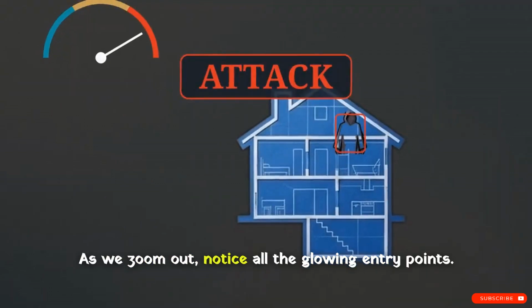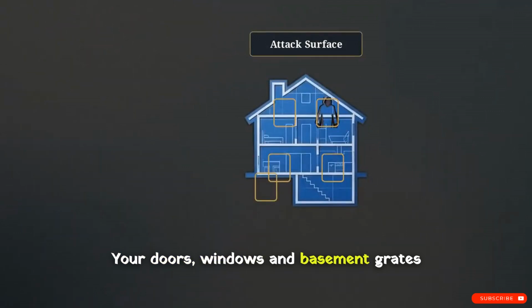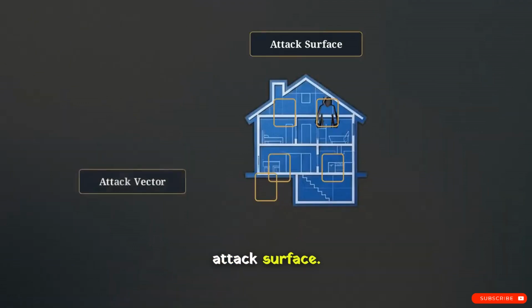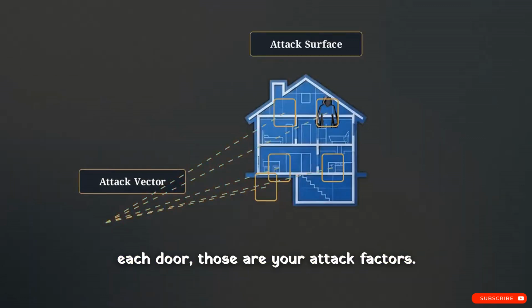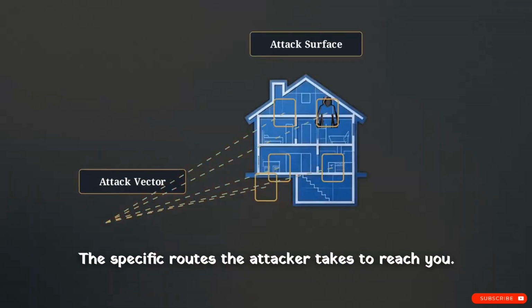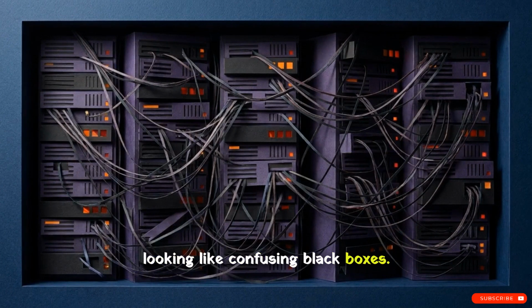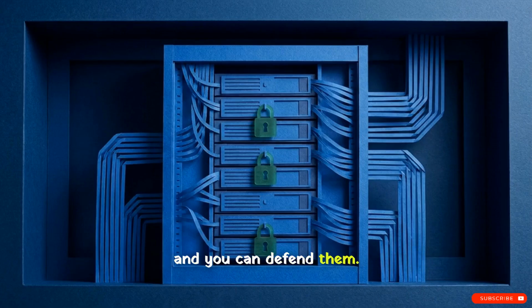As we zoom out, notice all the glowing entry points. Your doors, windows, and basement grates collectively make up your attack surface. The more doors your house has, the larger your attack surface. And those distinct paths drawing from the street to each door, those are your attack vectors, the specific routes the attacker takes to reach you. By applying these simple terms, digital systems stop looking like confusing black boxes. They are just logical structures with doors and locks, and you can defend them.